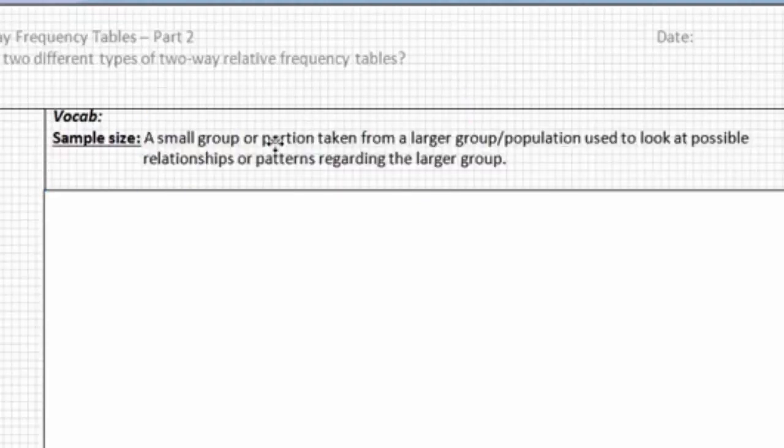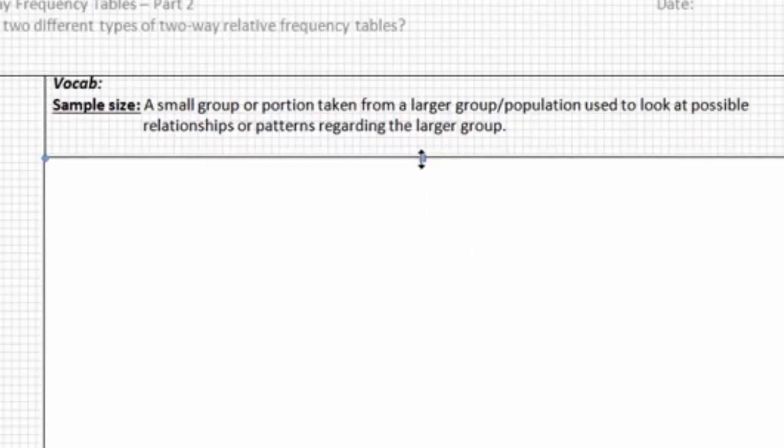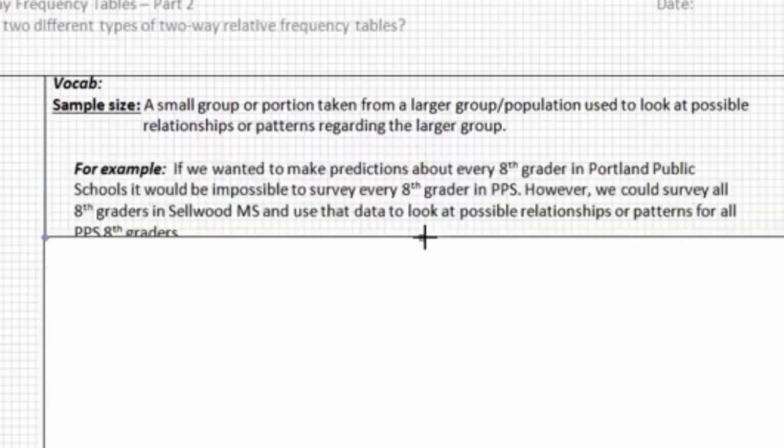Sample size is a small group or portion taken from a larger group, also known as the population, used to look at possible relationships or patterns regarding the larger group. So we could just say that it's a small group taken from a larger group. So what does that actually mean? Here's a little bit of context.